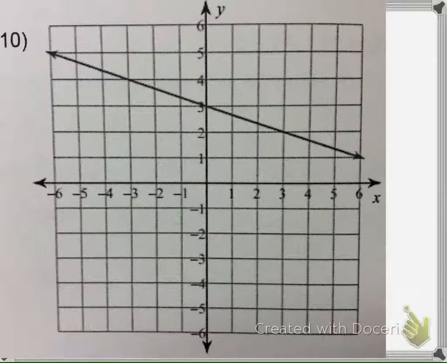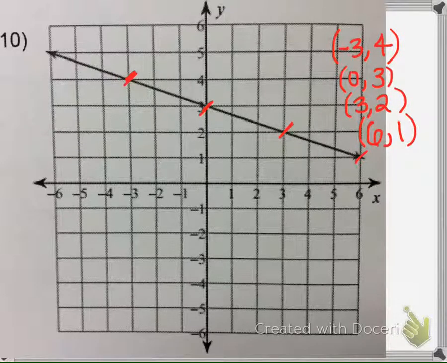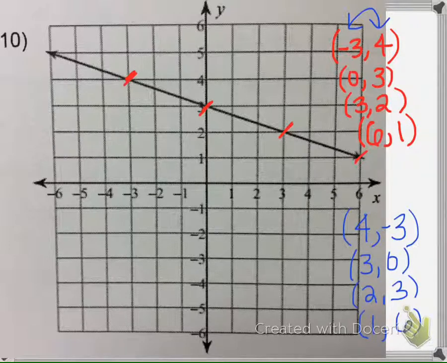Okay, same thing with this one. We are going to find points that intersect nicely, like here, here, here, and here. So we're going to list those points. Now that we have a few points, we're going to go ahead and find the inverse. So switch the x's and the y's. And now that we have our inverse points here, let's go ahead and graph those points.